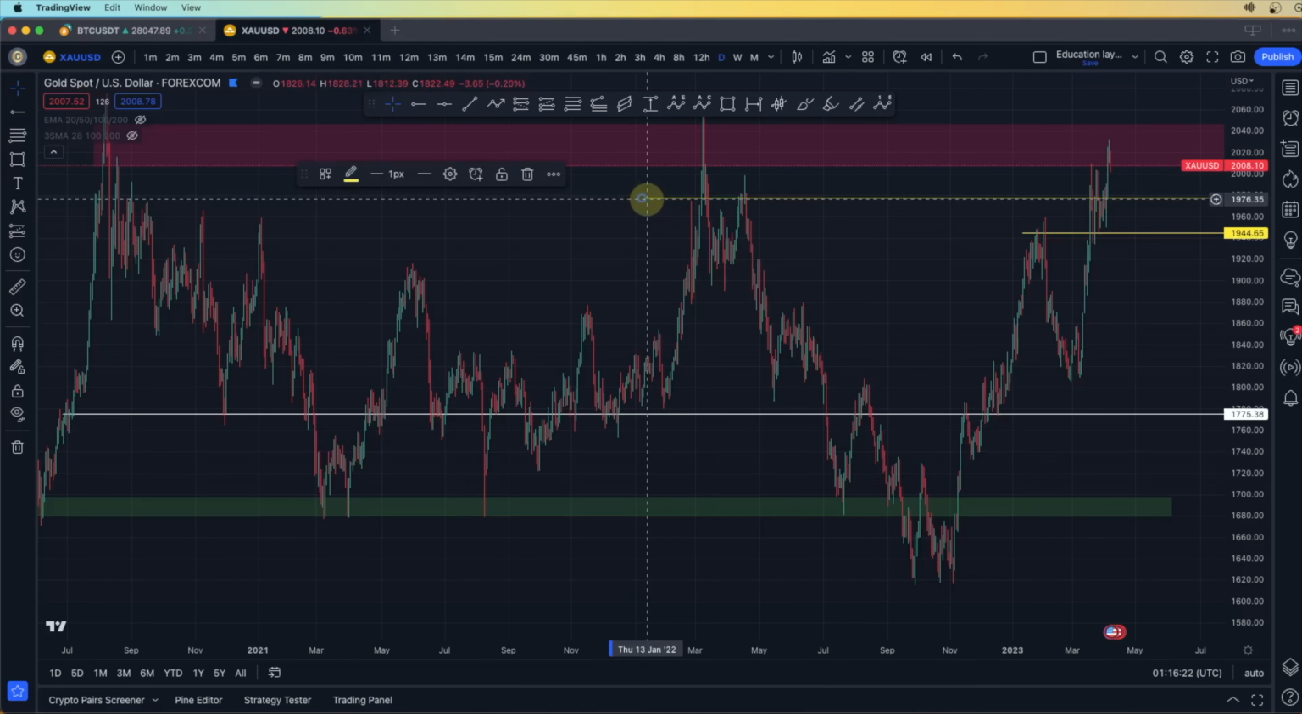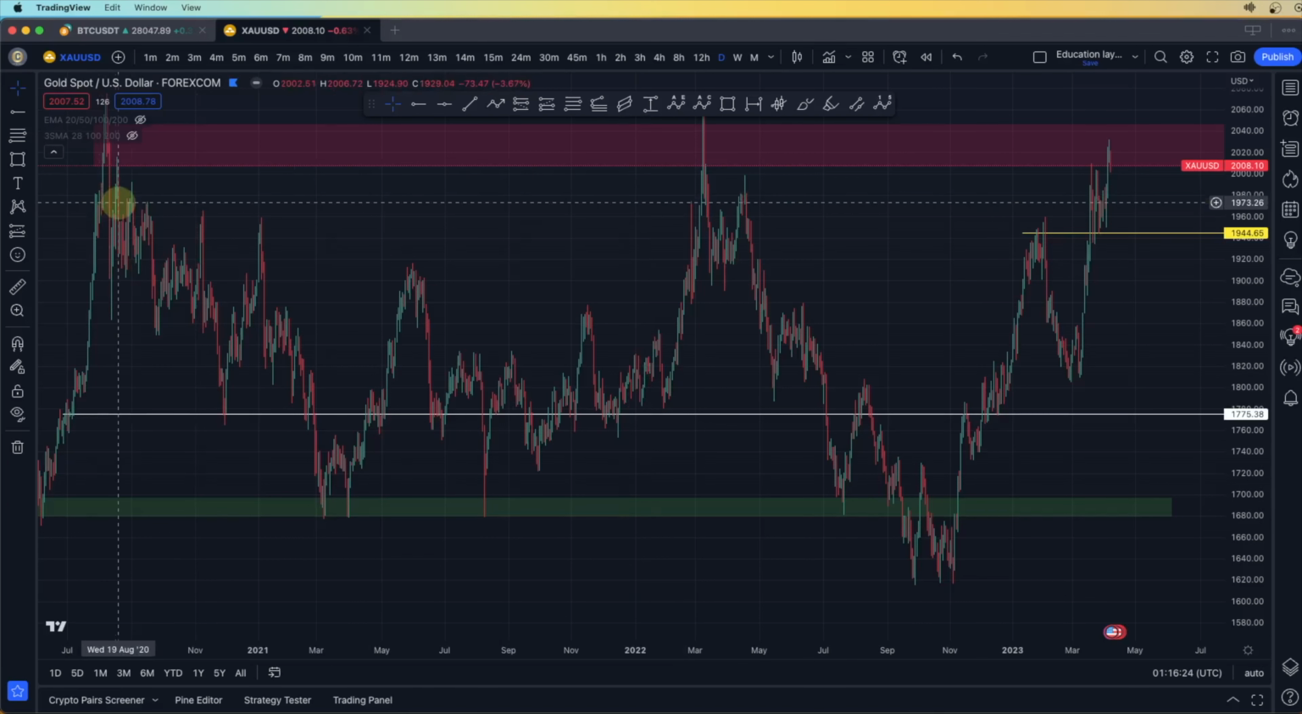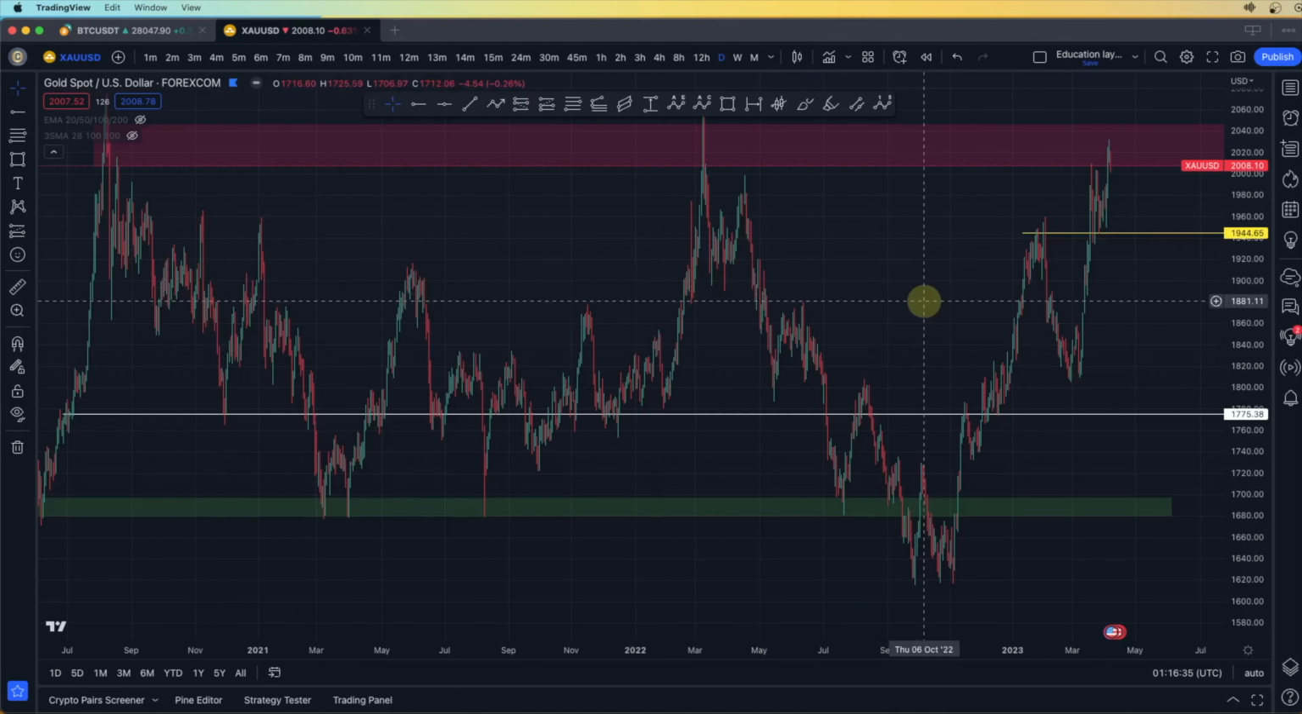For example, this area is really important for us on the daily because we have 1, 2, 3, 4 reactions here. But an area where nothing happened, with no reaction in the future, just one time, is not called support and resistance. Big support, major support, and big support for us.